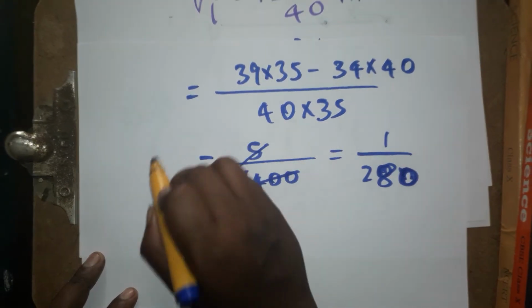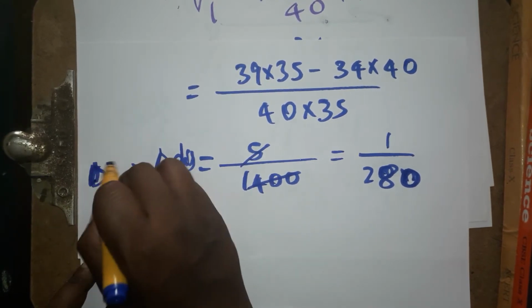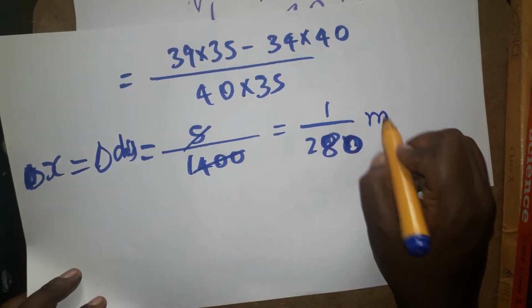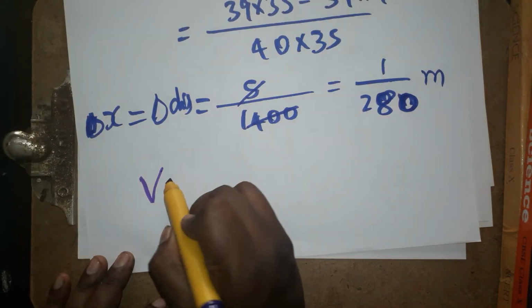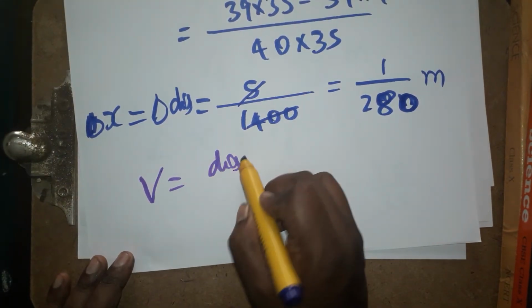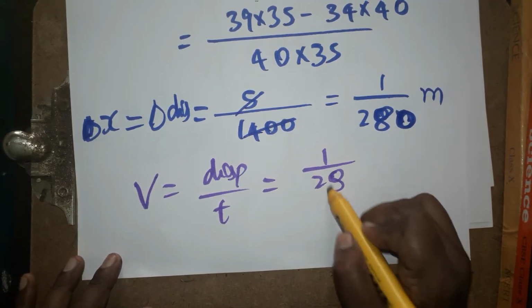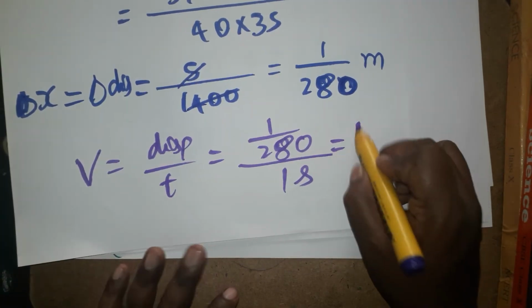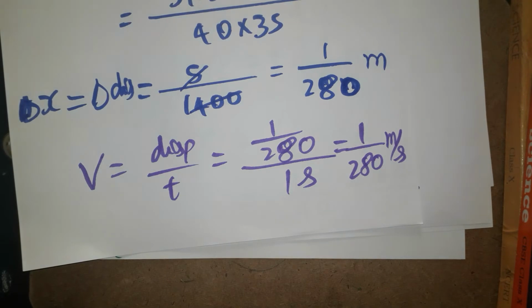It is the changing distance, dx also we can take it, the shifting distance for 1 second. So the shifting distance is 1 divided by 280 meter for 1 second. Now velocity is equal to displacement by time. What is our displacement? 1 divided by 280. What is our time? We have taken 1 second. So finally velocity I will get 1 divided by 280 meter per second. This is the first case.